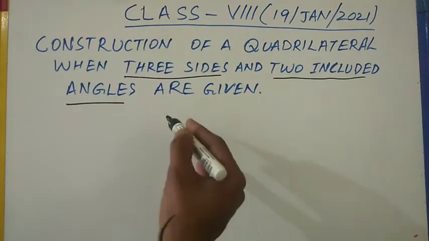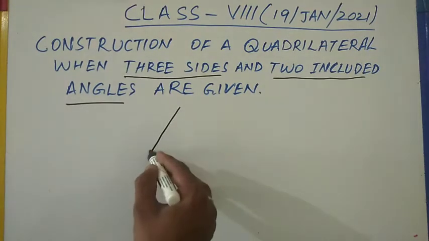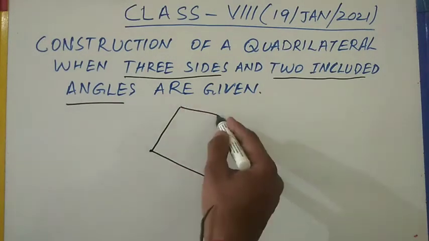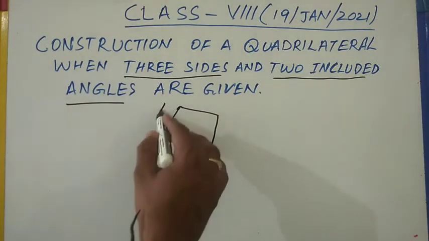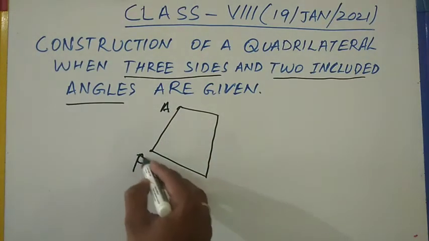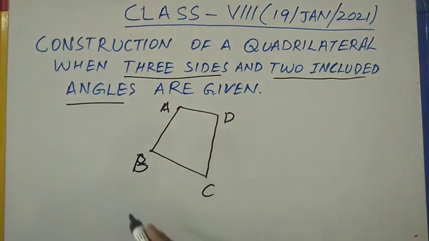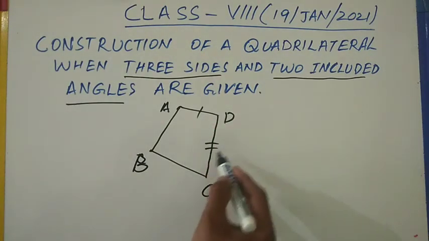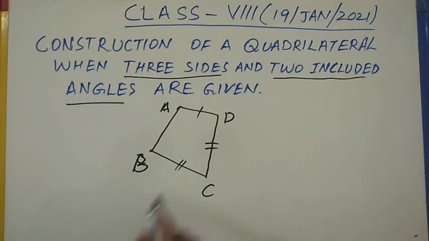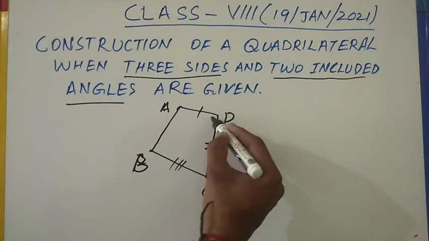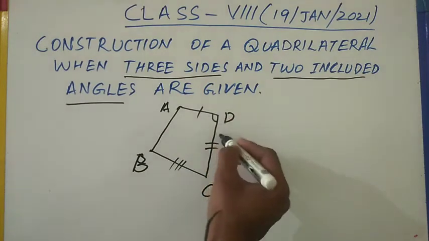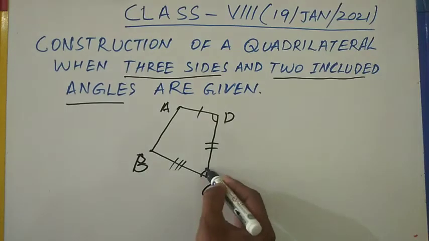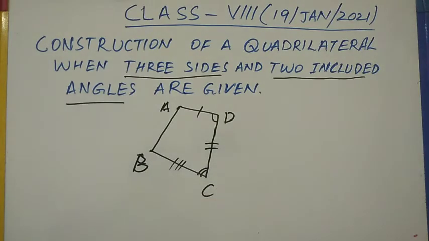Children, in a quadrilateral, let us say A, B, C, D, when we know any 3 sides, for example, you know the side AD, DC and BC. If you know these 3 sides, then the angles between those 3 sides we call them as included angles.